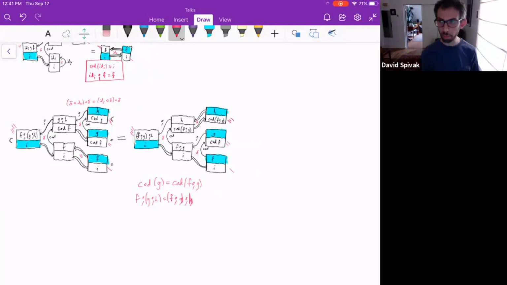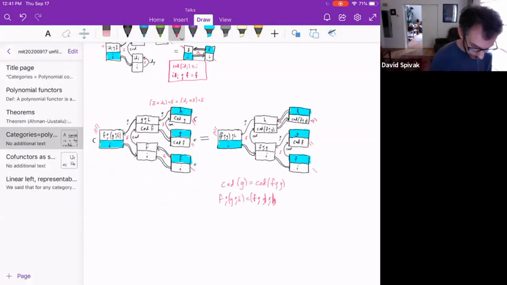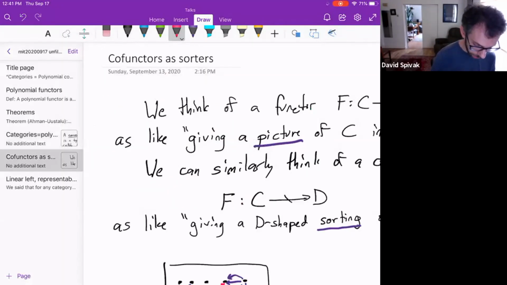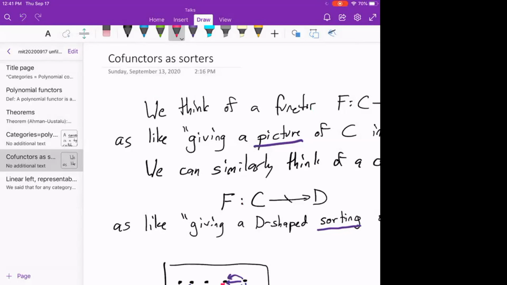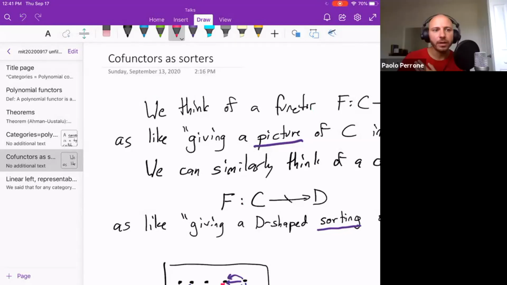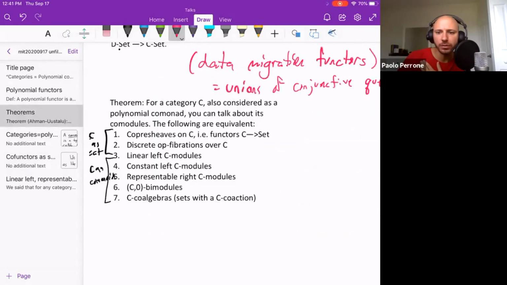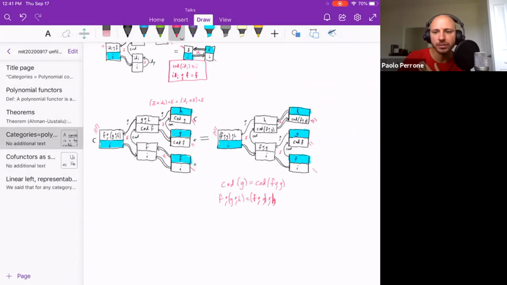Okay, I think maybe I could stop and ask if there are questions. The next thing we're going to do is talk about cofunctors, and then maybe get to this last thing about linear left C modules and stuff. But if there's any questions. Okay, any questions? So far, there is a comment by Todd. I don't know if Todd, you want to elaborate on that, or was it just a thing from before?